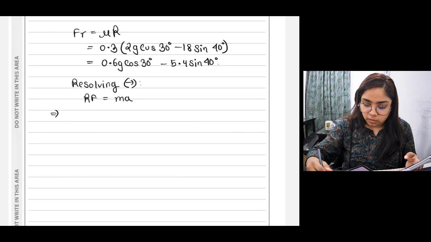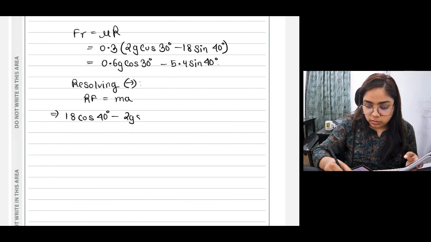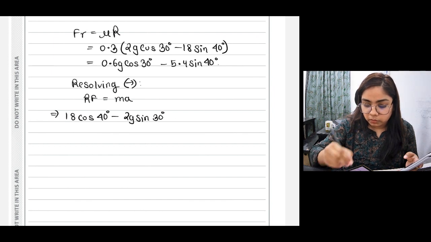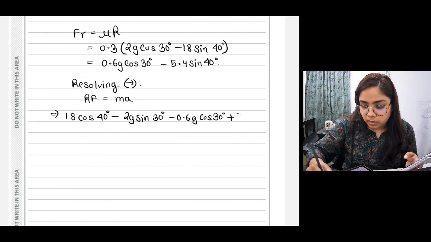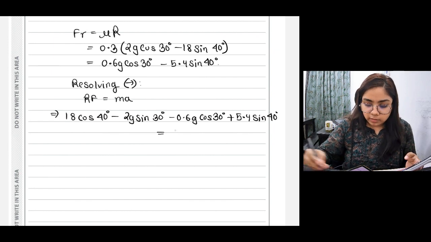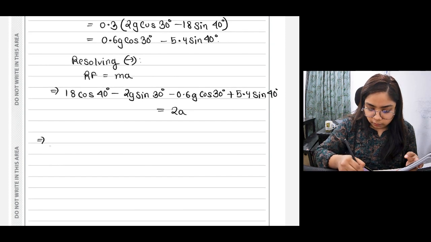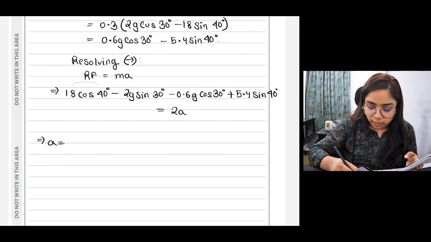So we're going to write 18 cos 40 minus 2g sin 30 degrees. Your friction was minus 0.6g cos 30, and minus minus is going to be plus 5.4 sin 40 degrees. This will be equal to mass times acceleration, which is going to be 2a. At this point, I can find out a directly, like whatever we have on this side.